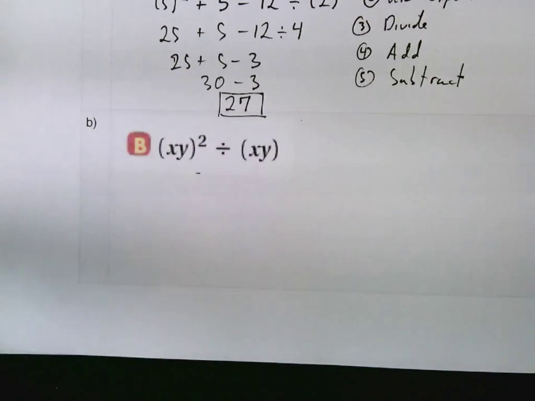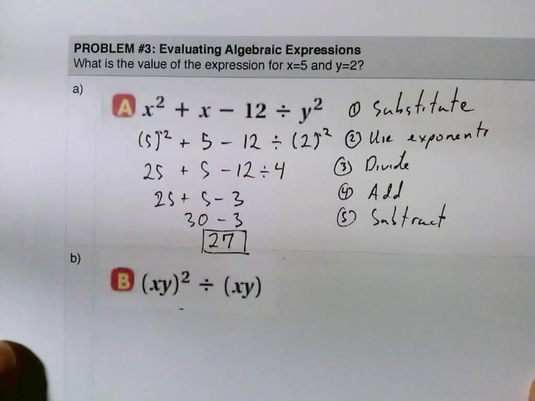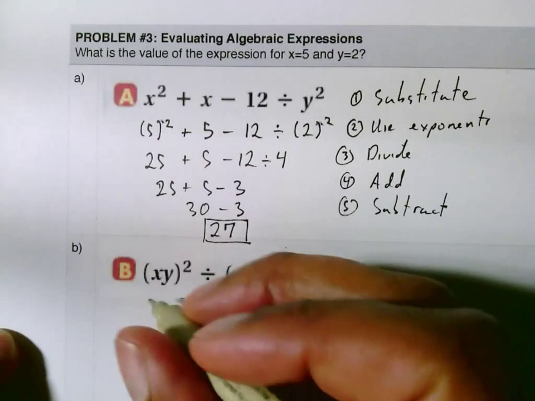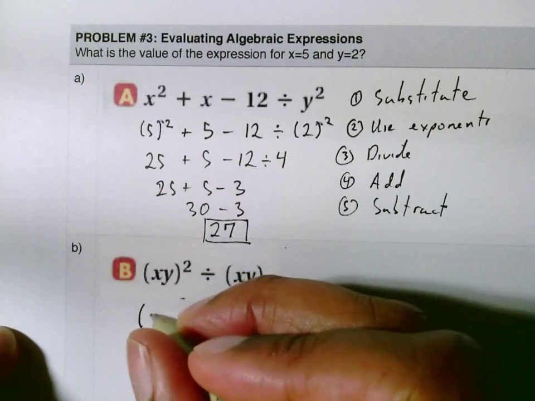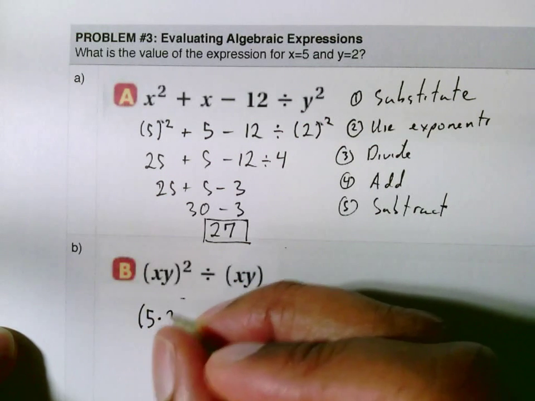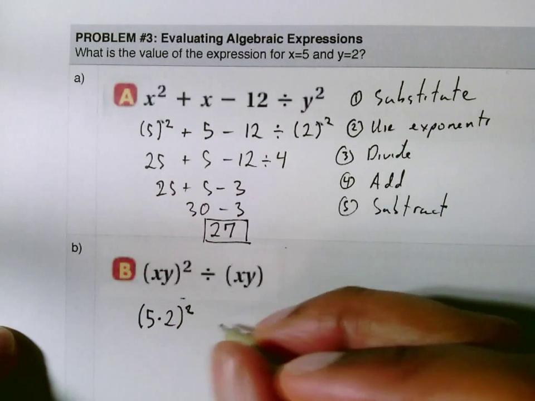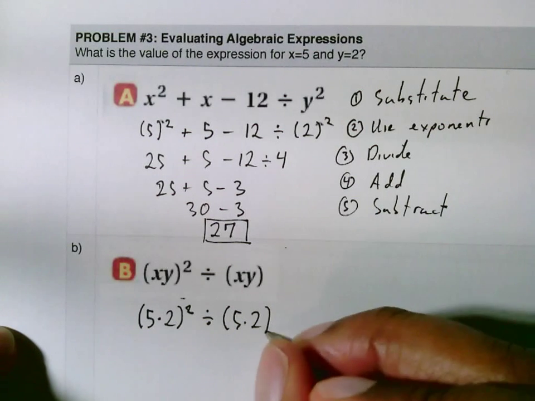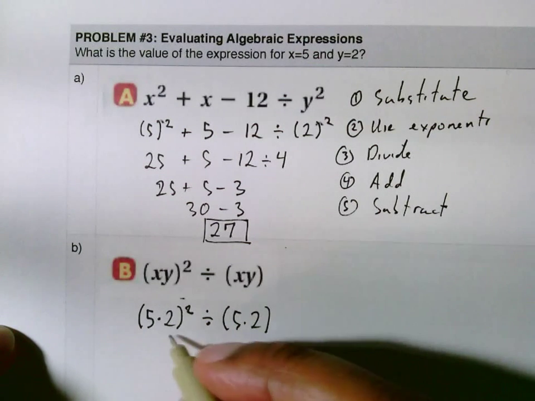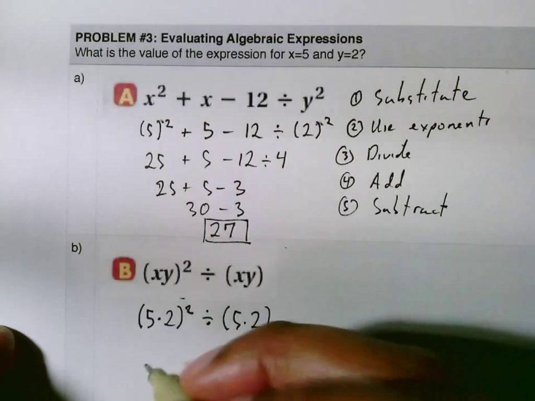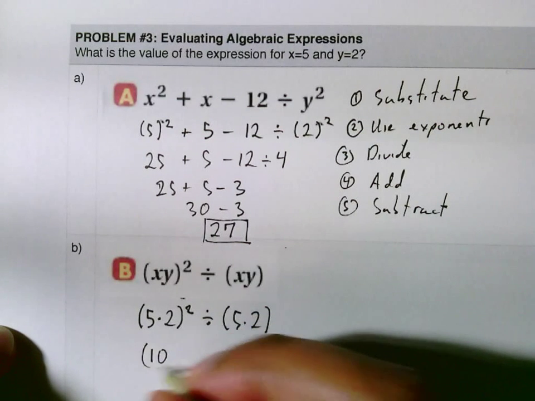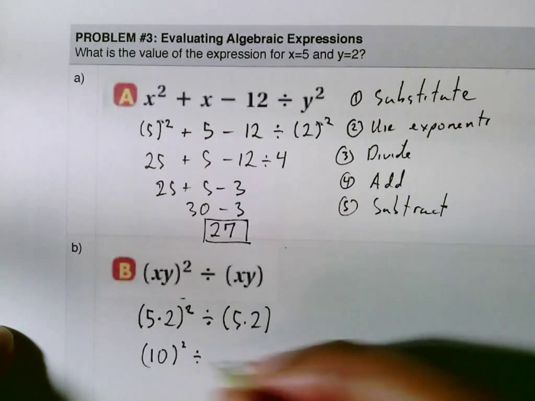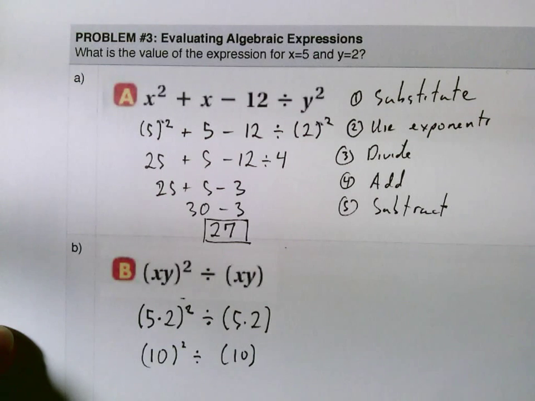Alright, let's get started. Once again, the same 2 values in which x is 5 and y is 2. So I'm going to write it: 5 times 2 squared divided by 5 times 2. So I'm going to do my parentheses first. Got 2 numbers inside. So I get 10 squared divided by 10.